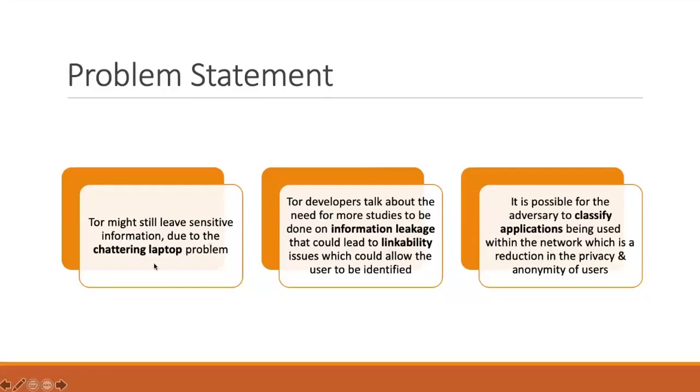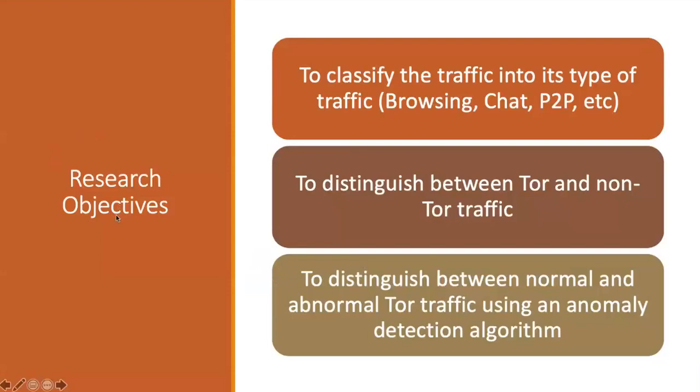So what is the chattering laptop problem? The chattering laptop problem happens when sensitive information and identifying information of the user is leaked due to the failed network discovery attempts and poor use of TOR. Linkability issues happen when this information allows for the detection of the real user, their name, and other sensitive information, thus leading to our research objectives.